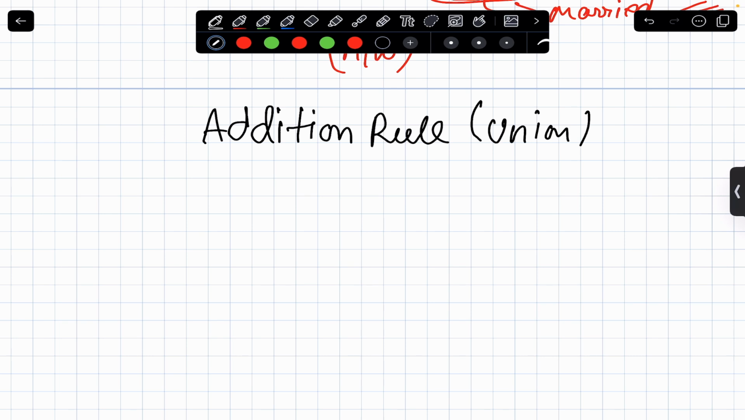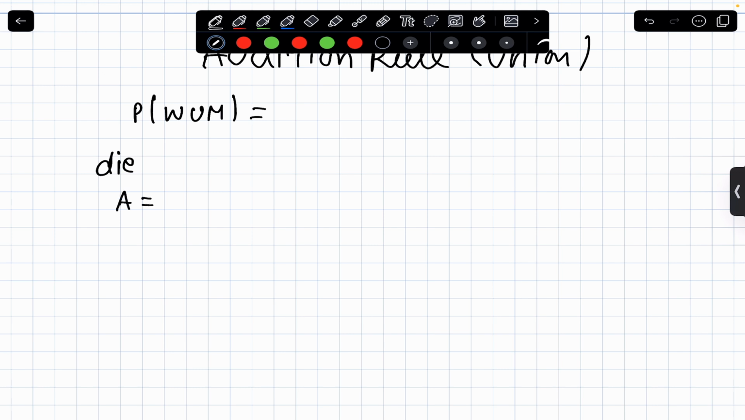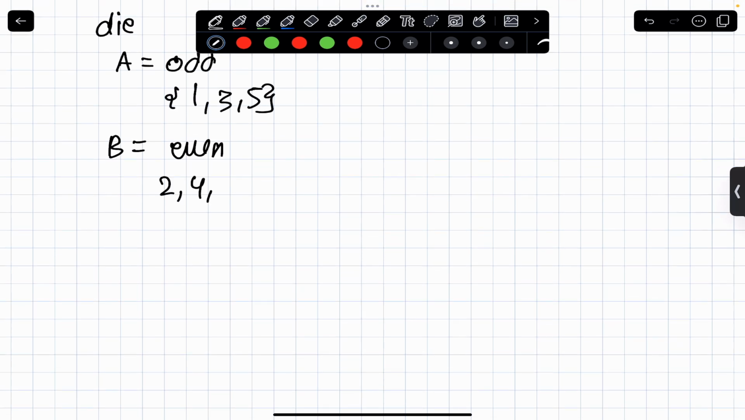In a union, let's take the example of a die, a very simple example. We have an event which says that the die is odd. Then the sample is 1, 3, 5. It's my mistake, sorry. And we have another event which says that it is even, so 2, 4, and 6.